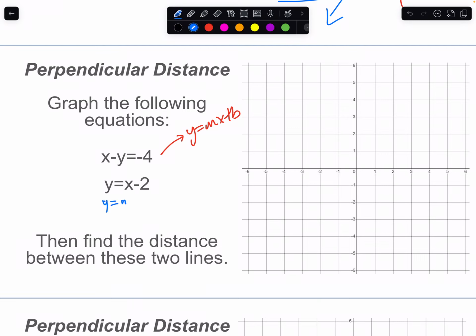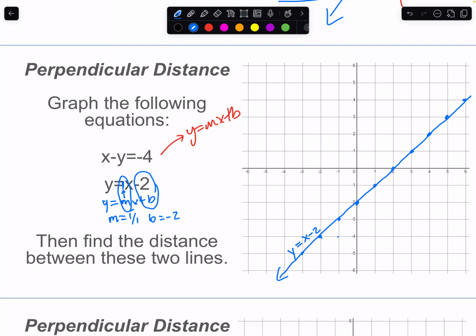So if this is in y equals mx plus b form, notice how the slope here is 1 and the y-intercept is -2. So m equals 1 over 1 and b equals -2. Since I have the slope and the y-intercept, I can go down to the y-intercept of -2 and then graph the slope of 1 over 1. And I can also go -1 over -1 to go in the other direction. And when I connect these, this is my equation y equals x minus 2.